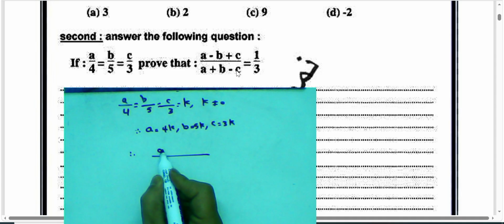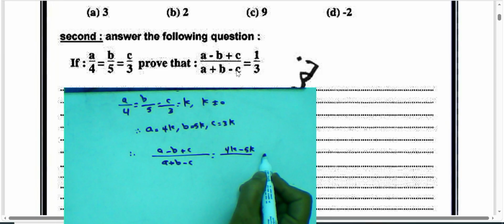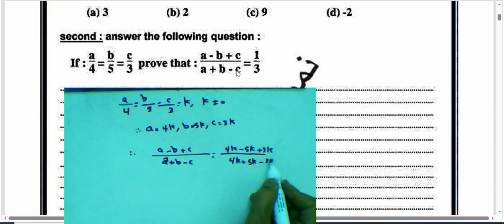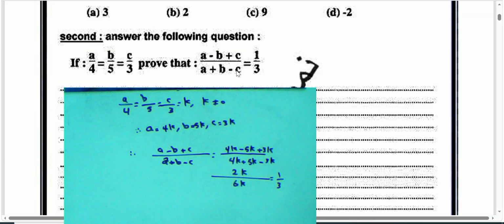So you will find a minus b plus c over a plus b minus c. A was 4k, subtract b 5k, plus c was 3k, over a minus b, a here 4k, plus b 5k, minus c 3k. 4 minus 5 negative 1, plus 3 is 2. 4 plus 5 is 9, 9 minus 3 is 6. And the result will be 1 over 3. The left hand side will be equal to the right hand side equal 1 over 3.